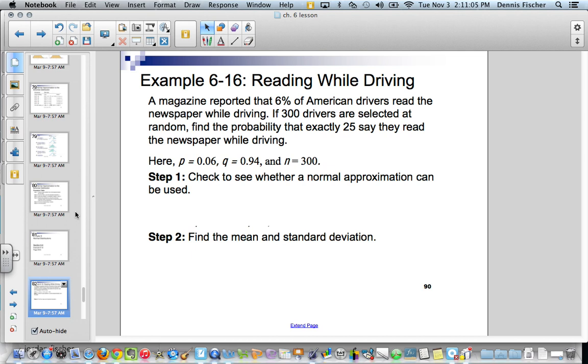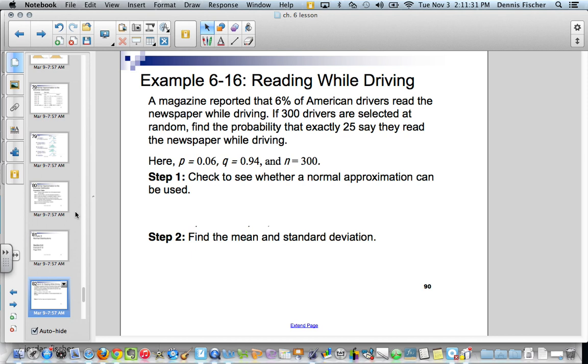So 6%. If 300 drivers are selected at random, find the probability that exactly 25 say they read the newspaper while driving. Okay, so they wrote us some information. First of all, probability of success: the probability they're going to read the paper is 6%, correct? The probability of failure is 94%. That's pretty easy. And our sample size is 300, right?